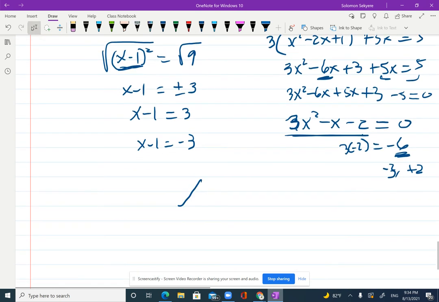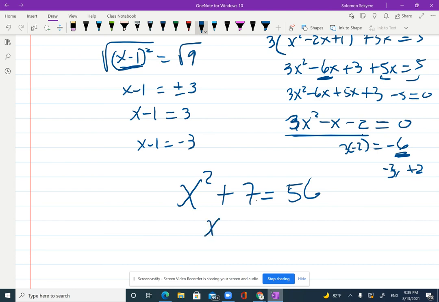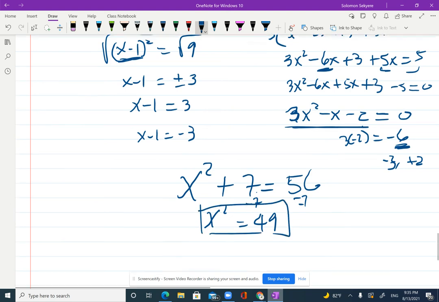So for instance, if we have x squared plus 7 is equal to 56, okay, what do you do? What you do here is, this is not an x term, so you say x squared equals 56 minus 7, which is 49. Now you've brought it into one of the forms, and then what? You take the square root of both sides and you find your x.